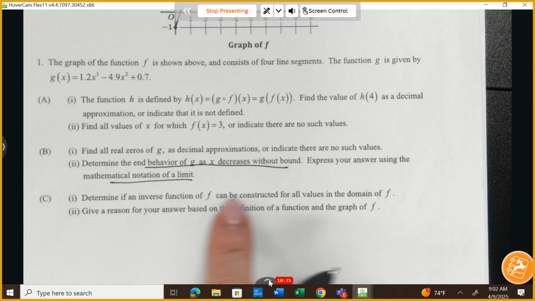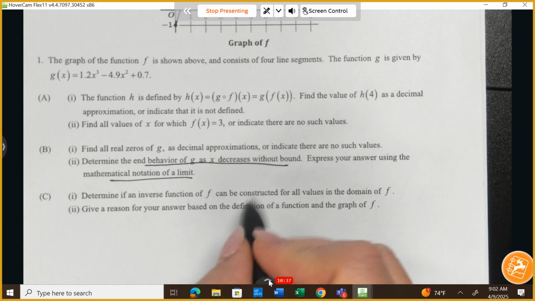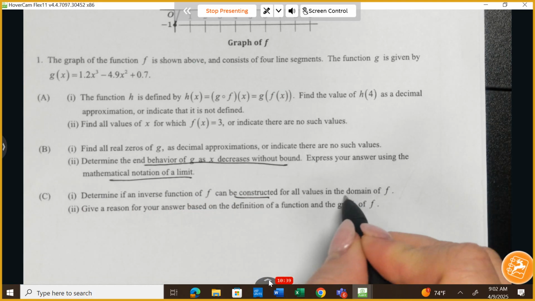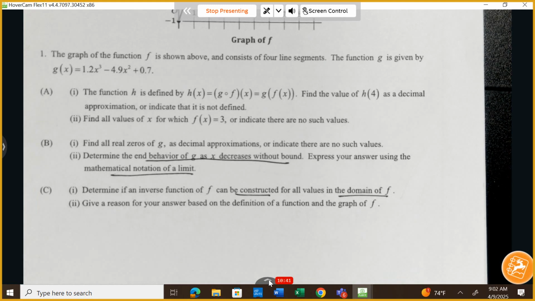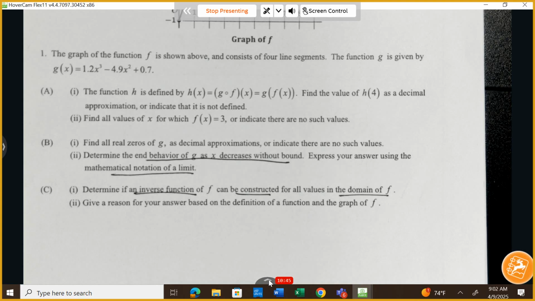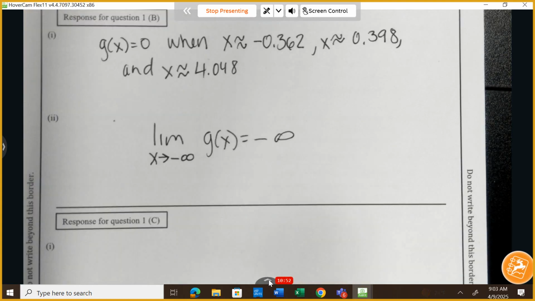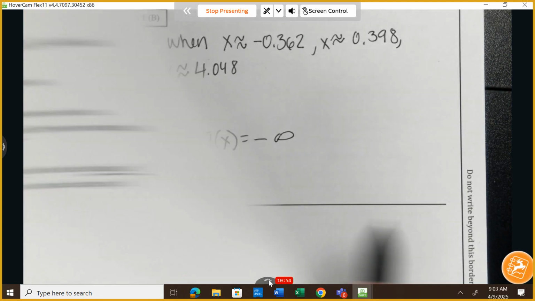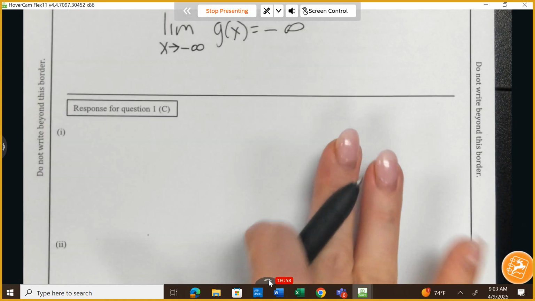Determine if an inverse function can be constructed. Underline these words: based on the domain. So we want to use these words when we answer. We want to answer, can an inverse function for f be constructed for all values of the domain? That's what we want to be able to answer. And this is going to be a yes or no. And then part 2 of C is like, hey, tell me why. So I'm dropping down here.